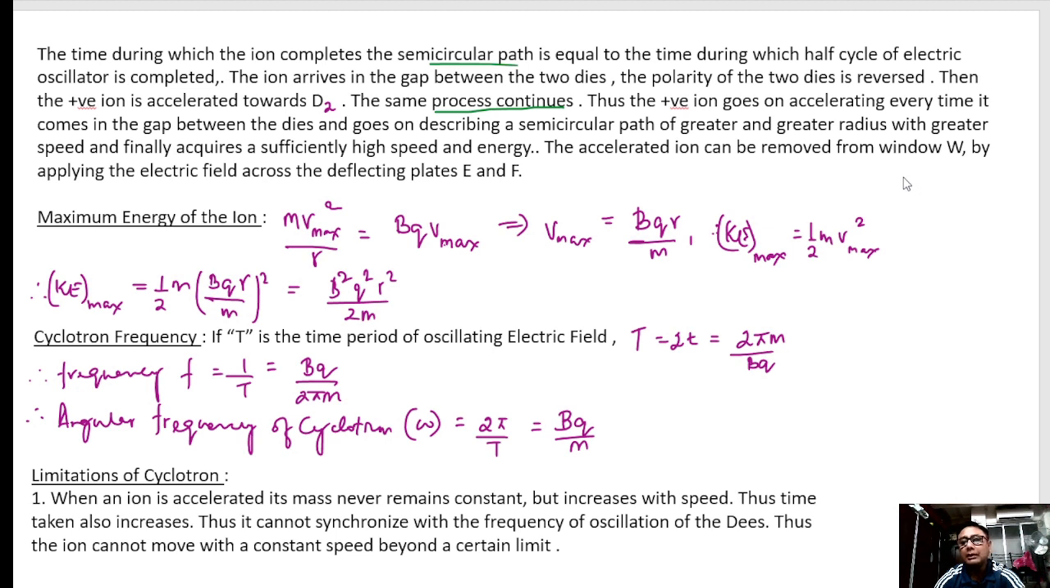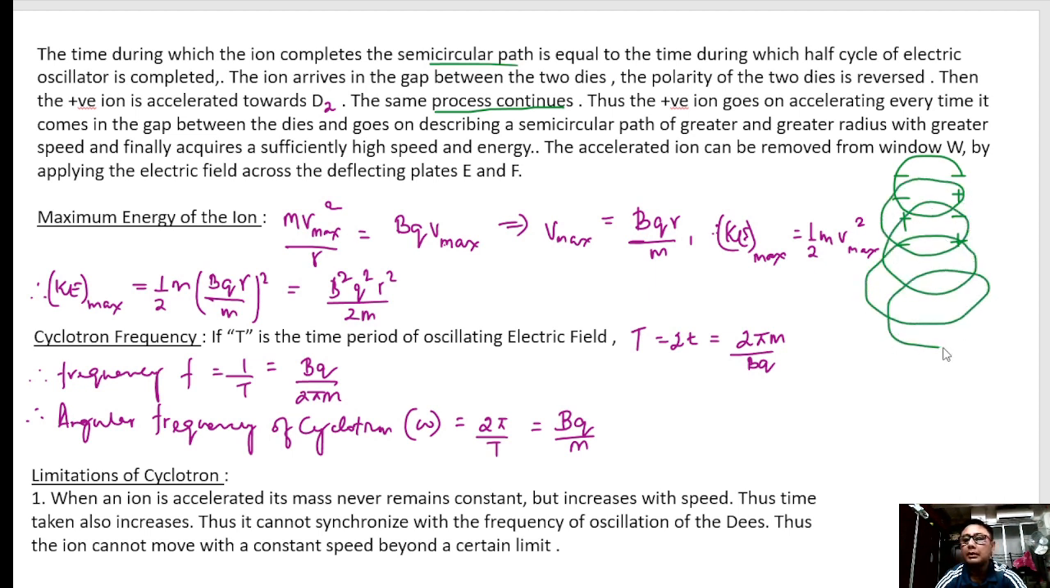So the D's will continue to do plus minus, plus minus, and the ion will continue to move like this in D1, D2, D1, D2, but providing it is completing in the same time, because time is constant. So it will try to cover this type of motion, but please watch one thing: as it covers up, it will gain more energy and the radius will go on increasing like this.